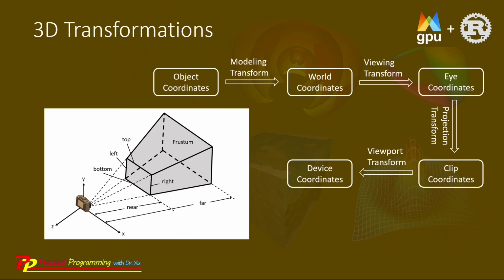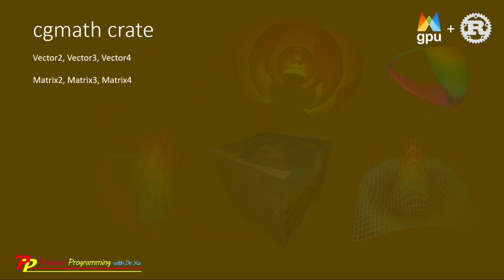In this video series, I will use the CGMath crate to create 3D matrix operations and transformations in WGPU applications. This crate defines various structures, including Vector2, Vector3, and Vector4, and also Matrix2, Matrix3, and Matrix4. These structures allow you to perform matrix operations and transformations on 2D, 3D, and 4D.